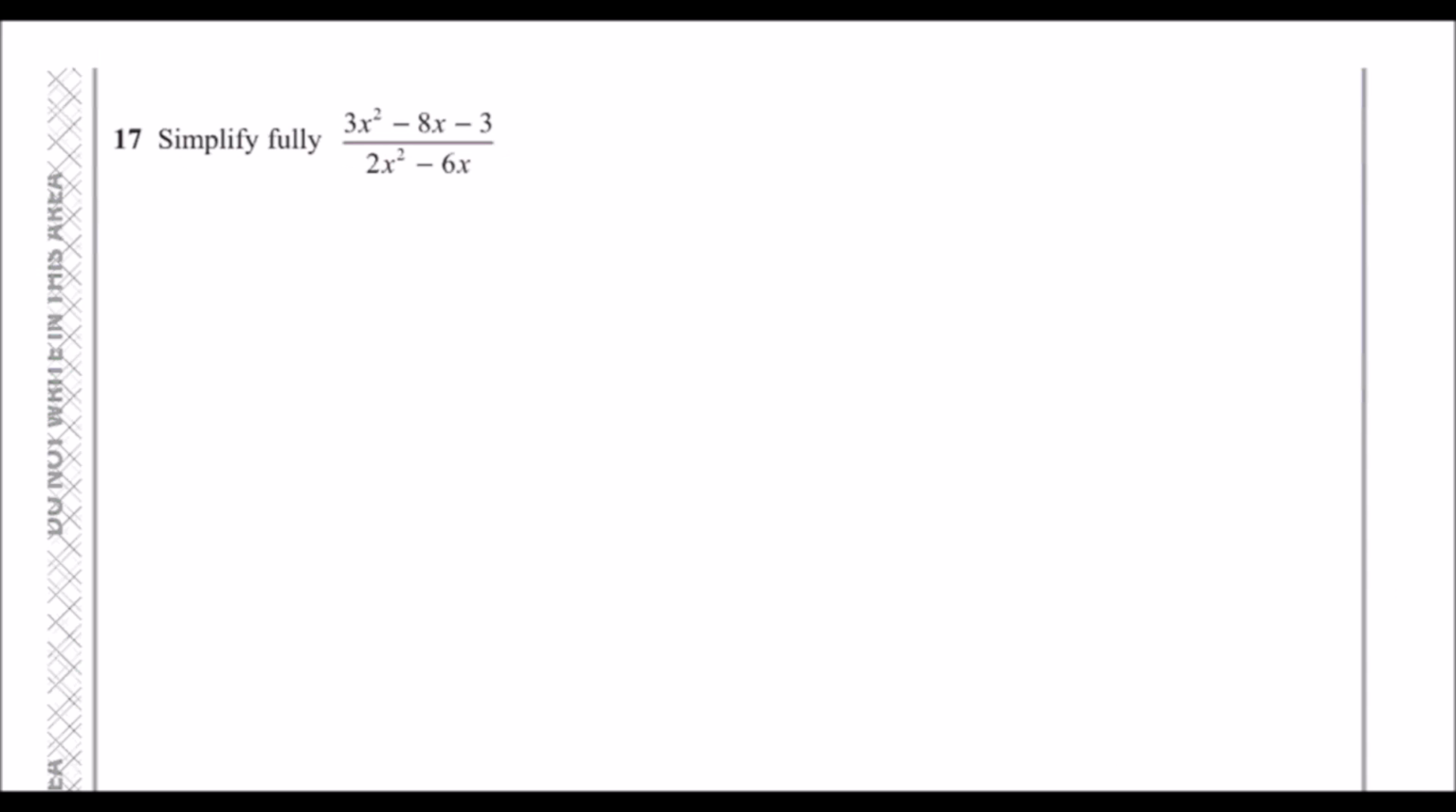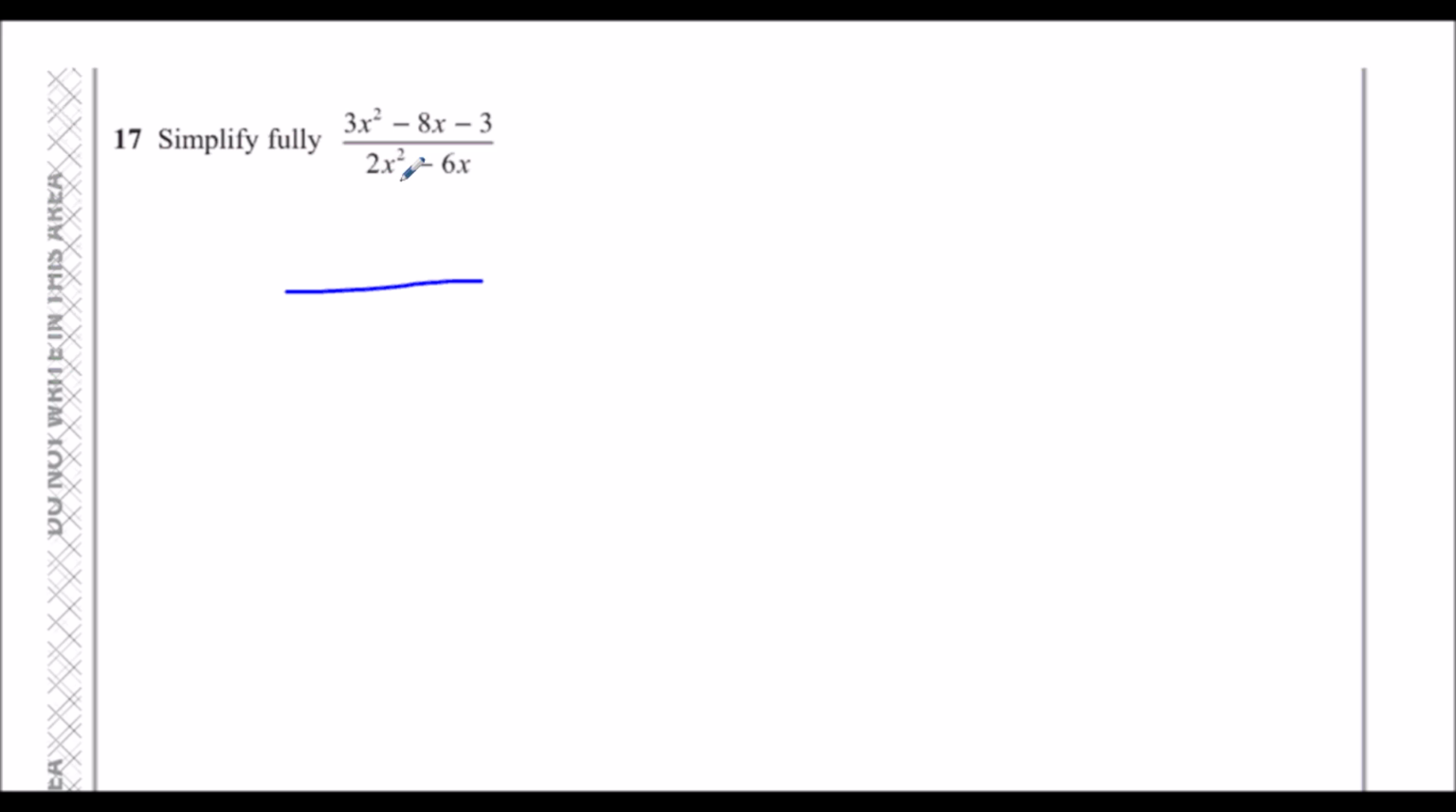Question 17. Simplify fully. This is the question where we factorize the top, factorize the bottom, and cancel out the bracket that's the same in both. So I need to factorize the top and the bottom. The bottom looks a lot easier to factorize, so I'll do that first.